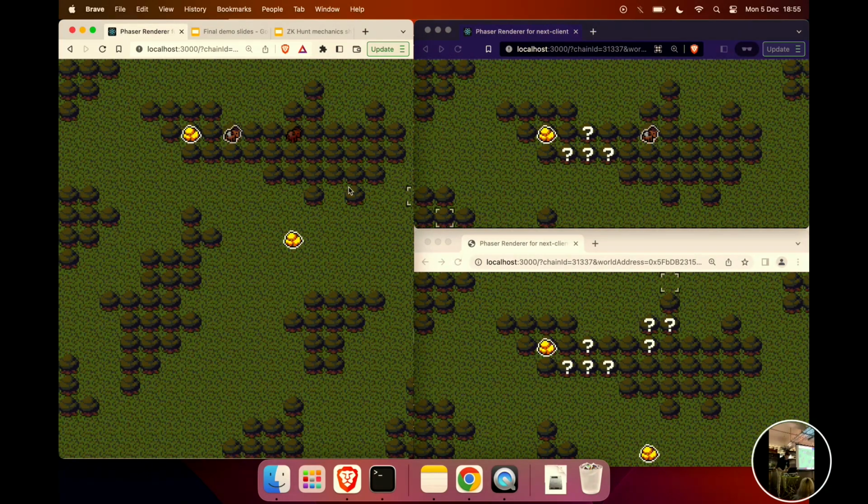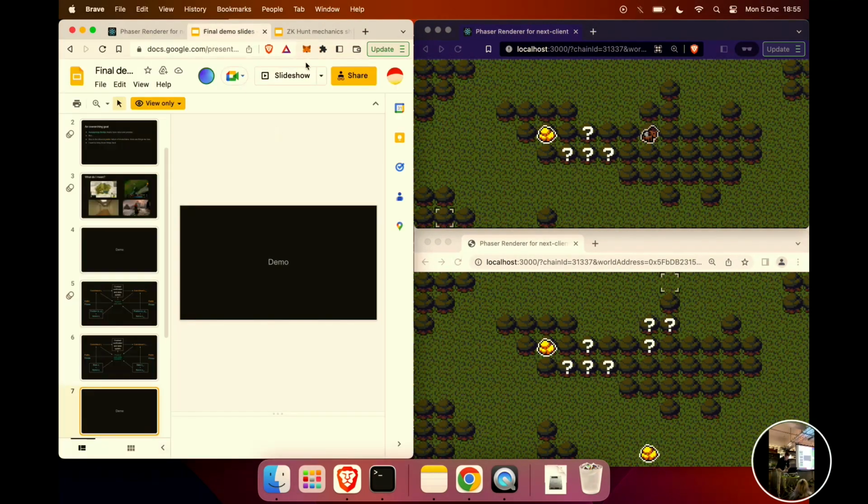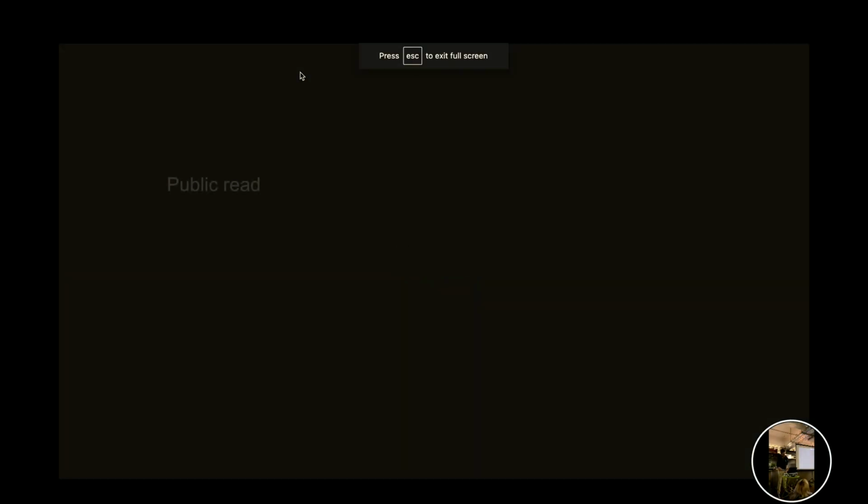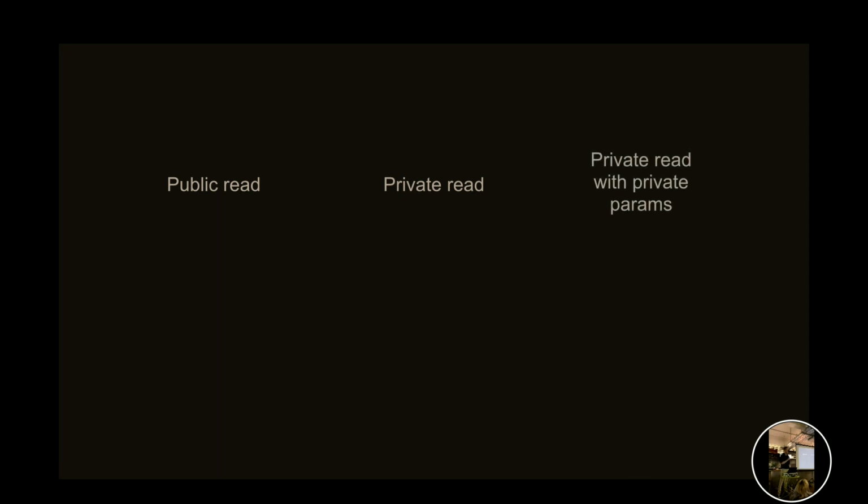Cool, okay, so to summarize, we have public reads, that's the spear. We have private reads, that's the search. And we have private reads with private params, where the params are the nature of the read query and whose private state you're actually reading from. That's the search from within the jungle.